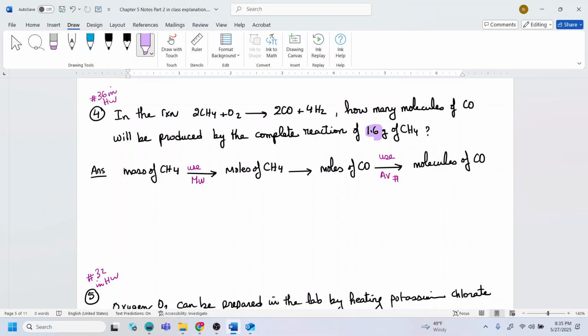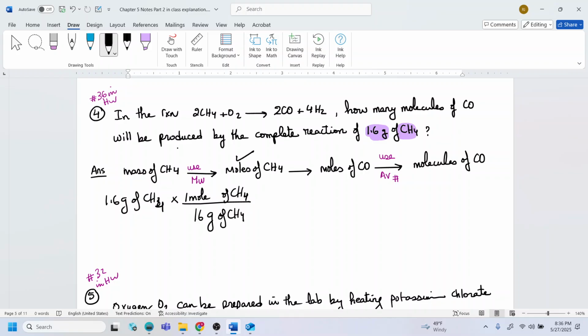So I'm starting with 1.6 grams of methane. This is CH4. I am going to change this into moles of methane. So I'm going to divide by the molecular weight. 1 mole of CH4 divided by the molecular weight of CH4, which is 16 grams of CH4. So now I formed the moles of the CH4.